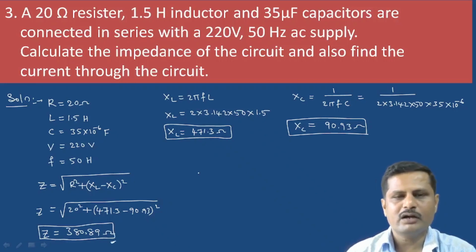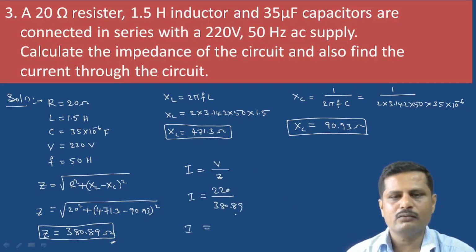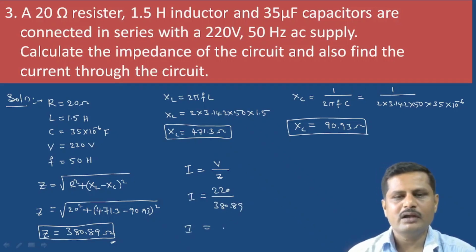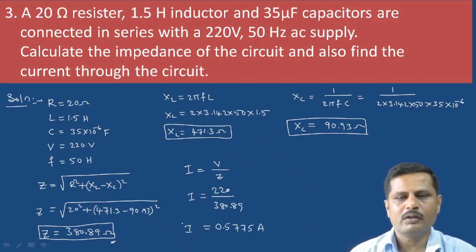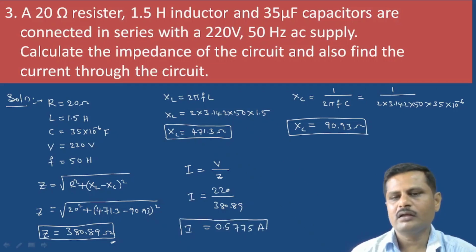Now we need to find the current. Current equals V divided by the total resistance, that is V by Z. Here we have V equals 220 and Z equals 380.89. So I equals 220 divided by 380.89, which is equal to 0.5775 amperes. This is the current in the LCR circuit.